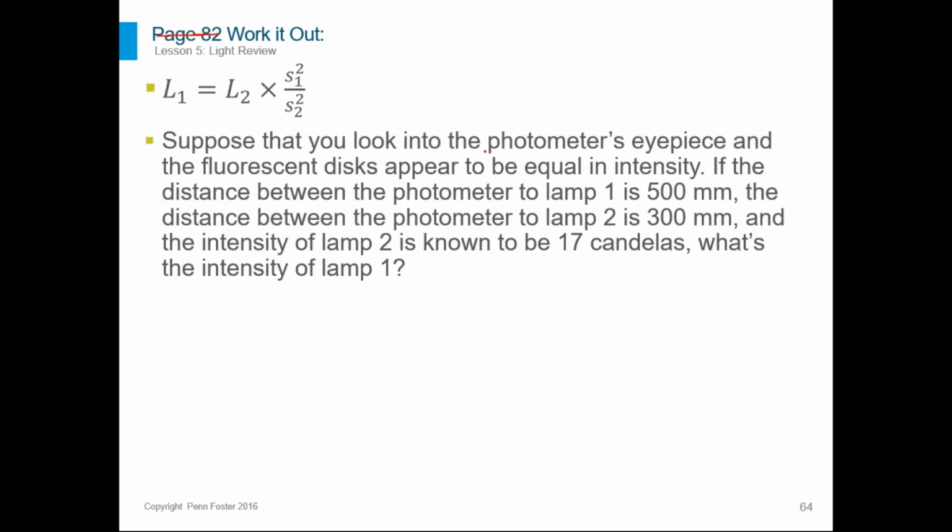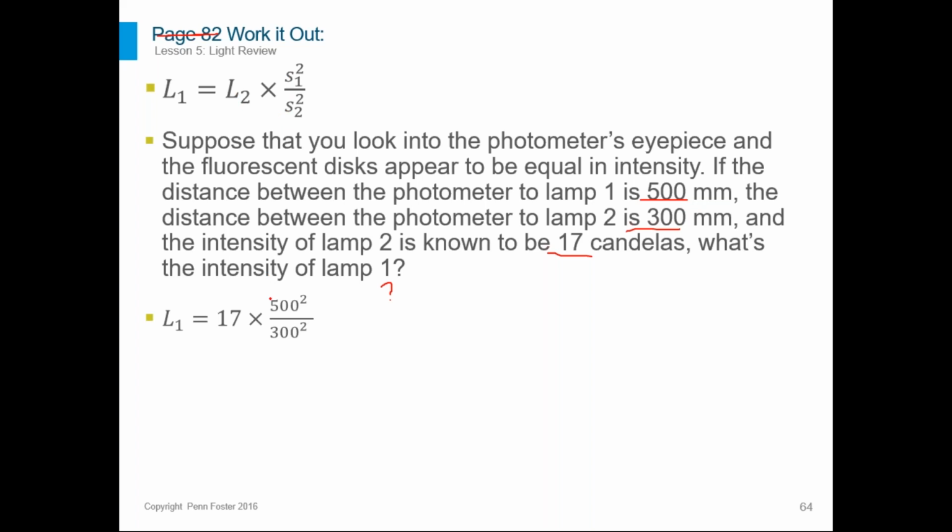Suppose you look through the photometer's eyepiece, and the fluorescent discs appear to be equal intensity. Okay, so that's what we want. It's set up correctly. If the distance between the photometer and lamp 1 is 500, and the distance to lamp 2 is 300, and the intensity of lamp 2 is 17, what's the intensity of lamp 1? So those are the 3 numbers that we put in for these letters. We have our distance, our other distance, and our intensity will be 17.